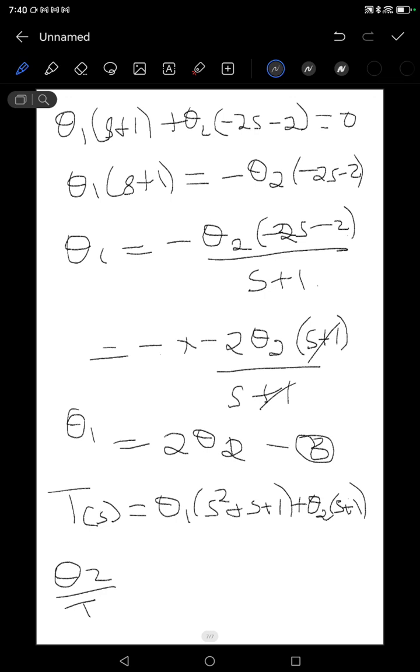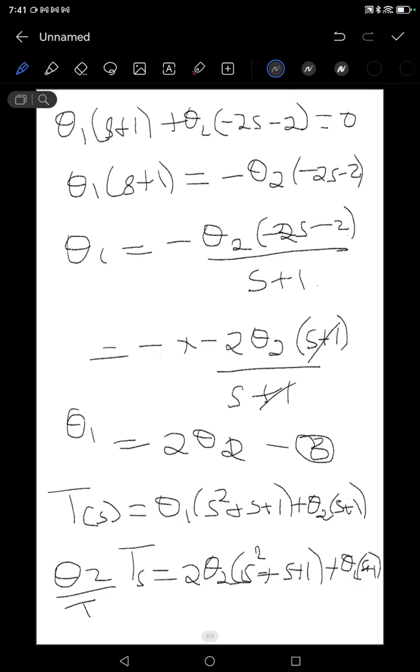So now, wherever there is theta 1, we're going to substitute with what? With theta 2. With 2 theta 2. So we're going to have the T of S equals 2 theta 2 into S squared plus S plus 1 plus theta 2 into S plus 1.